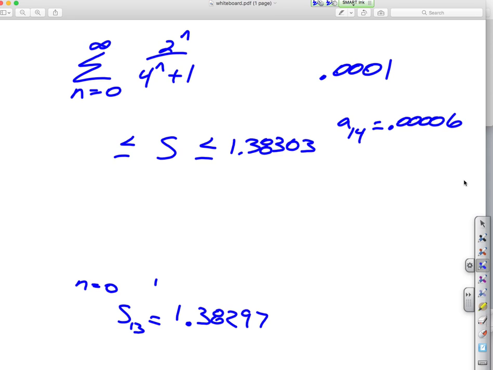Is that right? Yeah. And that means this is 1.38391. Does that look right? Is it 291? Yeah, how did I miss that? There it is. So the actual sum of that has to be between 1.38291 and 1.38303. Very good.